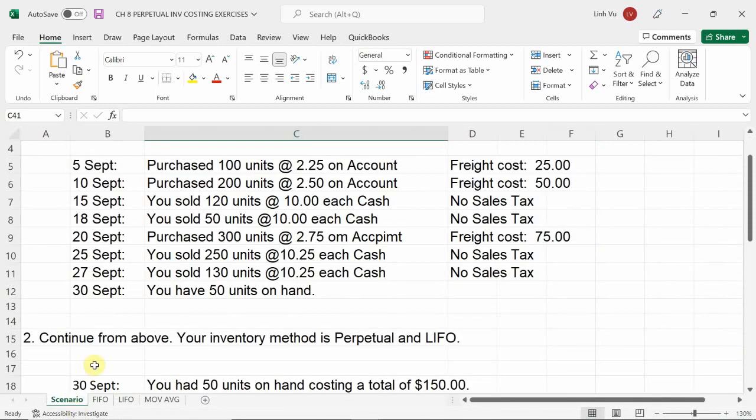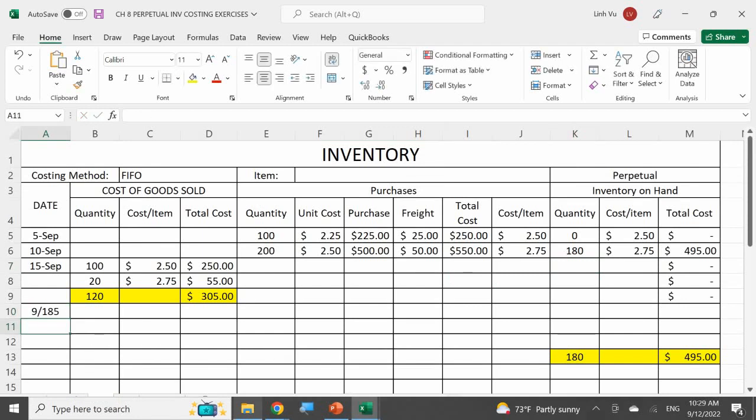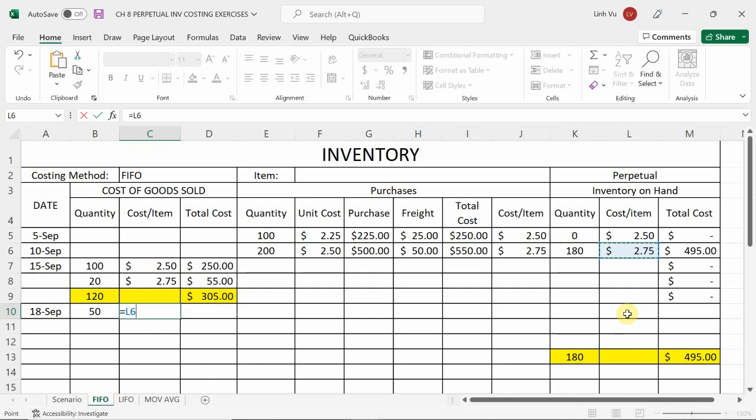All right, so then on September 18, you sold an additional 50 units. Okay? So September 18, you sold 50 units. In this case, I only have one batch of inventory, so it's 180. So what is my total cost of goods sold if I sold 50 units at $2.75? 137.50.